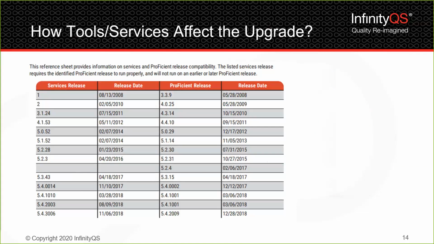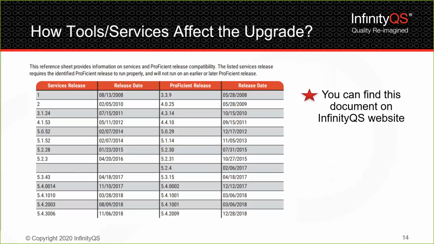So they're installed separately, so they're also going to have a separate upgrade process. What I have here is a little snippet of what service releases work with what Proficient release. I'm not going to go through every single service release and the compatible Proficient release, but the important thing to note here is that if you're installing, for example, the latest version of Proficient, you also need to install the compatible service release. And you can find this document on the InfiniQS website, similar to where you go to find the change history document. So you can find that around there as well.